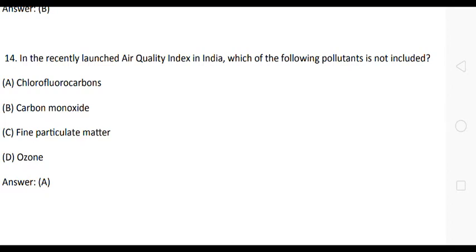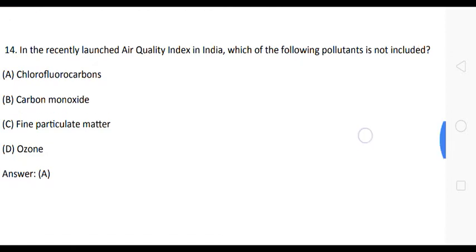Now let us see next question. Next question is, in the recently launched air quality index in India, which of the following pollutants is not included? Here the correct answer is option A, chlorofluorocarbons is not included in the recently launched air quality index in India. Okay, friends, option A is the correct answer.